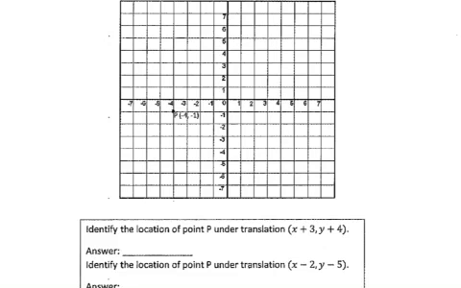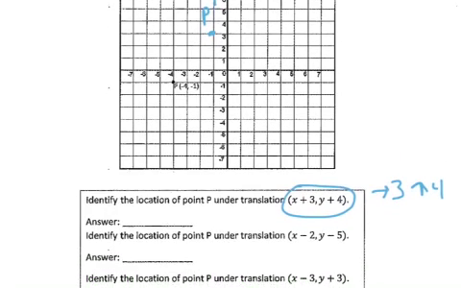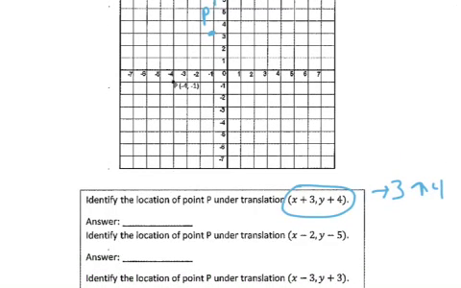So it says identify the location of point P under this translation. So here's my point P. I need to move it 3 units to the right and 4 units up. So I'm moving it right 3, up 4. So that's exactly what I'm going to do from point P. Right 3, up 4, and right there's where my dot should be. And I'm going to label that P prime. So my ordered pair of P prime would be -1, 3.